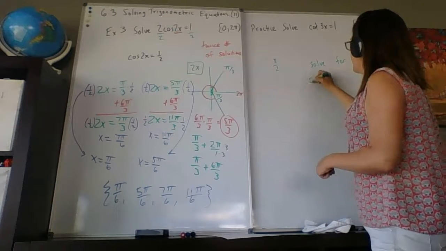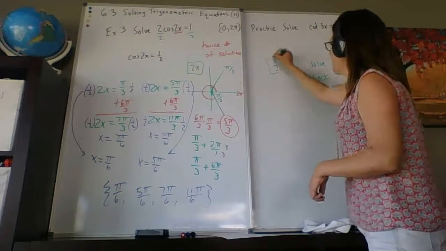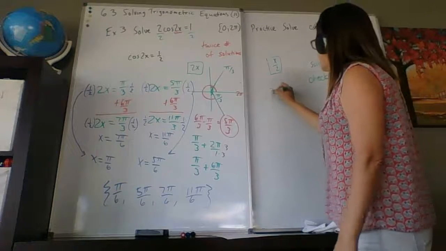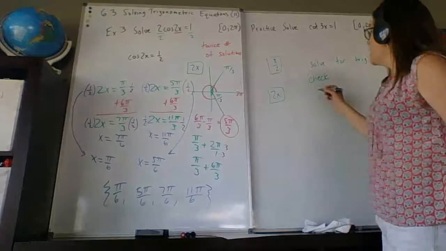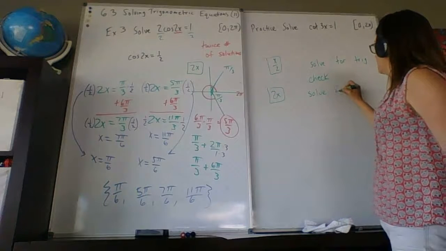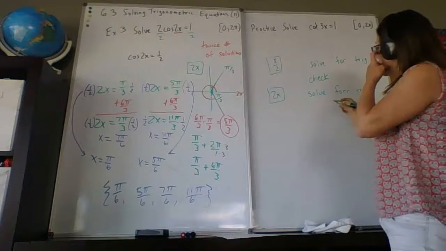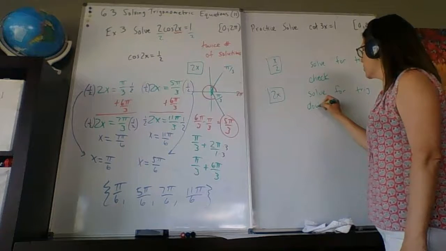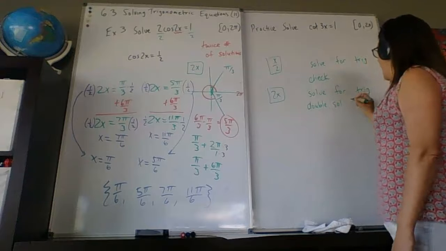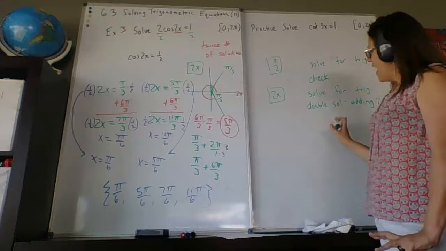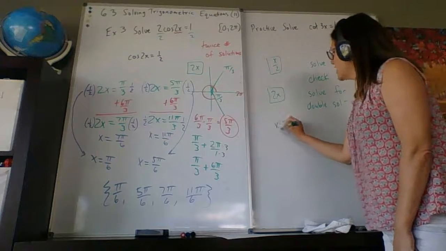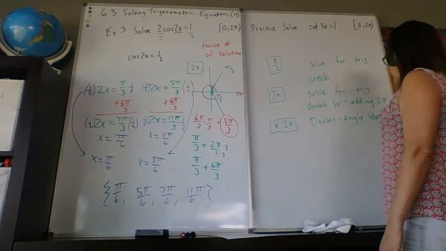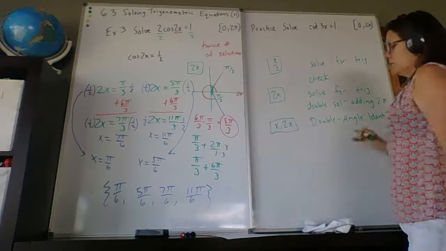And then you have to make sure you check. Okay? If there is a 2x inside one of your trig functions, then you're going to solve for that trig function, and because of the 2, you're going to get double the solutions by adding 2 pi. And if there is an x and a 2x, that's when we're going to use our double angle identities. Okay, so this is also in the notes.